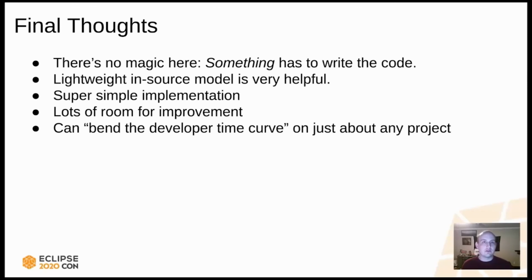We tried to do this in a very lightweight way that was in source, so we didn't lose track of our models. And it has a very simple implementation. If you know how to use annotation processors, our implementation is pretty simple. There's plenty of room for improvement, but the whole point is that this can bend the developer time curve on just about any project. So I hope this has convinced you to check out code generation for yourself.